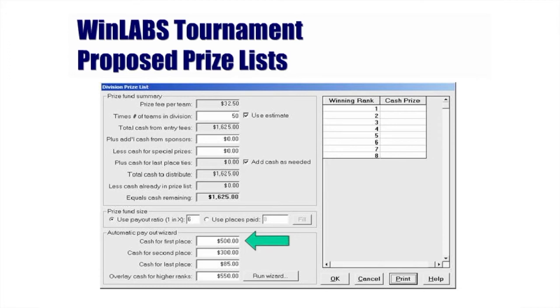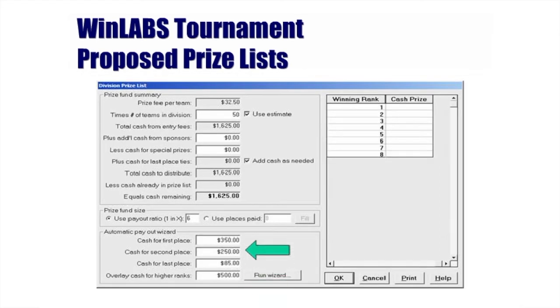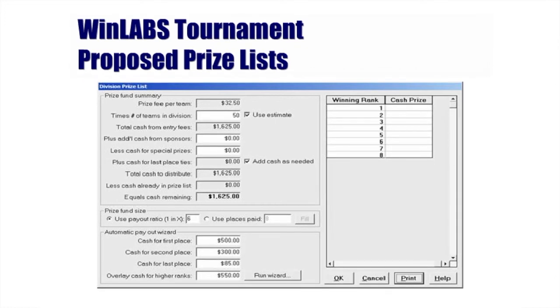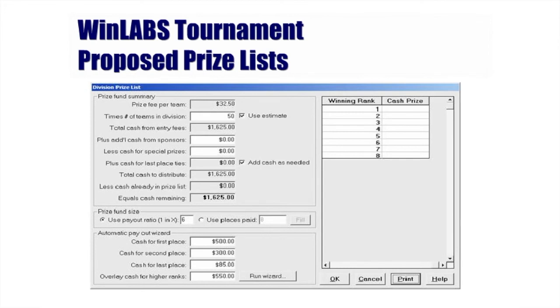If your tournament had a division with 50 teams in it last year, and you use the same payout ratio, your amount should be similar to what you used last year, unless you want to increase it or decrease it. The second value is the amount you want to pay second place. This also is entered manually. The third value is the amount you wish to give to last place. Many tournaments try to give the team their entry fee in return. In our example, as you can see, we have entered $500 for first place, $300 for second, and $85 for last place. The fourth value is called Overlay Cash for higher ranks.